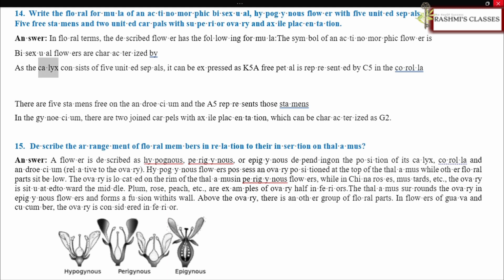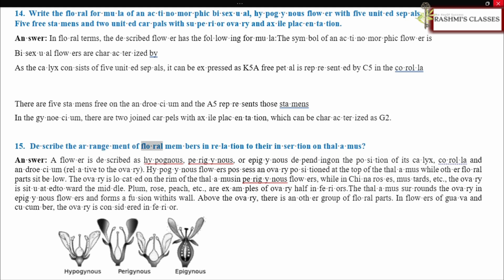As the calyx consists of 5 united sepals, it can be expressed as K5. Free petals are represented by C5 in the corolla. There are 5 free stamens in the androecium, and A5 represents those stamens. In the gynoecium, there are 2 joined carpels with axile placentation, which can be characterized as G2.